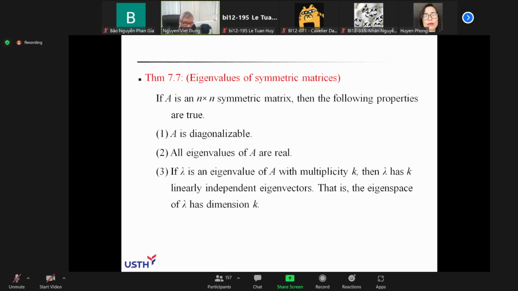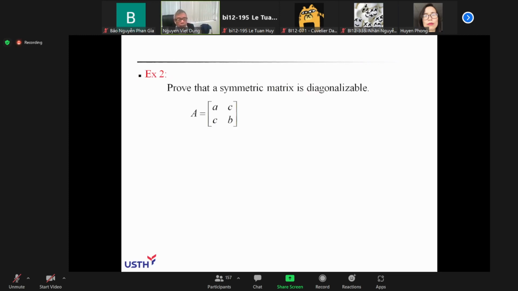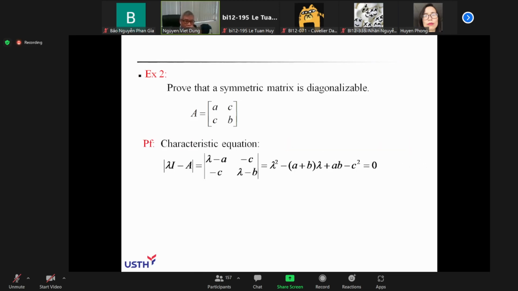Here is an example to illustrate. Now we consider the very easy case, that is the case of a symmetric matrix of order 2, with entries A, B on the diagonal and C off the diagonal. Then first we consider the characteristic equation of A. It will be like that. It's a polynomial of degree 2.